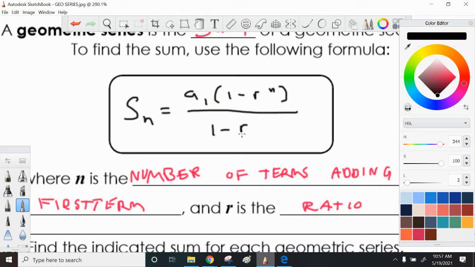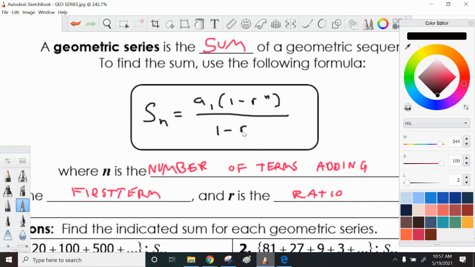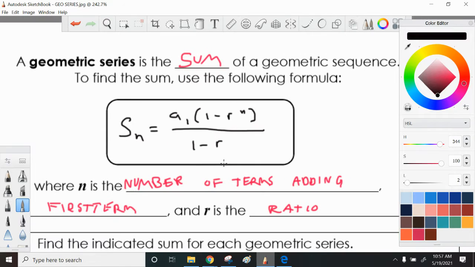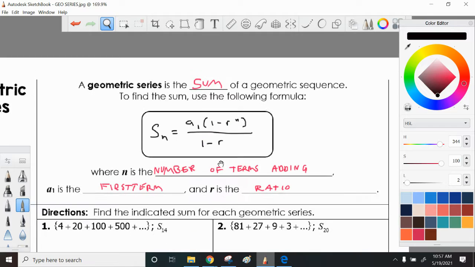However, it is not nearly as complicated as the arithmetic series formula. The reason is, notice that we don't need term n. We don't need a n. And so we don't have to go find a n in order to come back and find s n. All we need is the first term, the ratio, and the number that we're trying to find. So this formula is actually much easier to use than the other formula that we just got finished using.